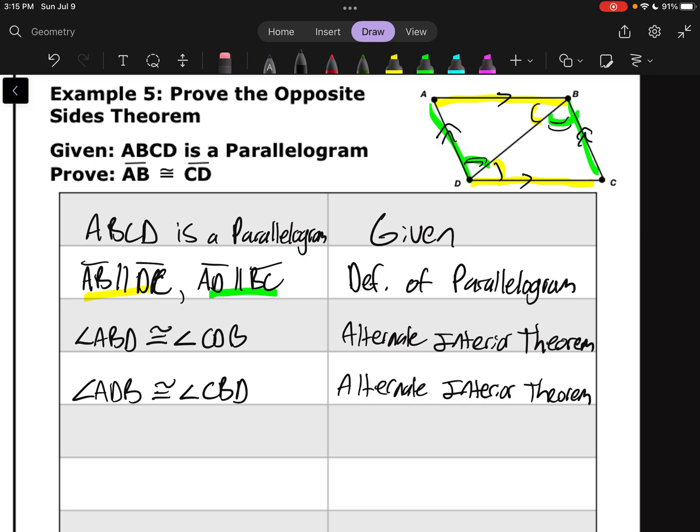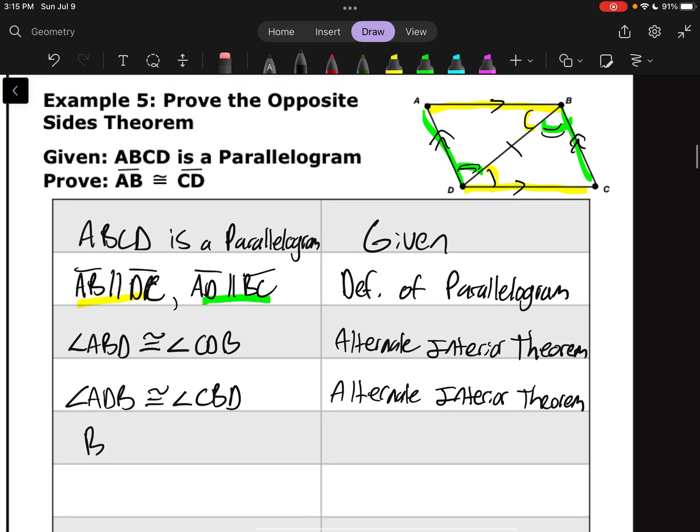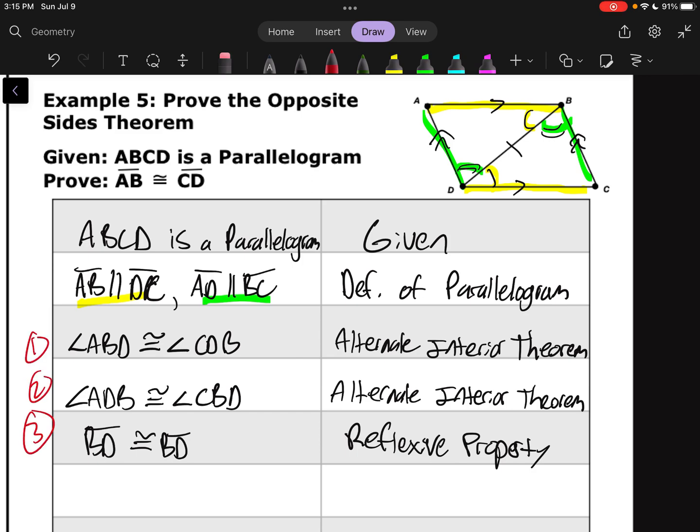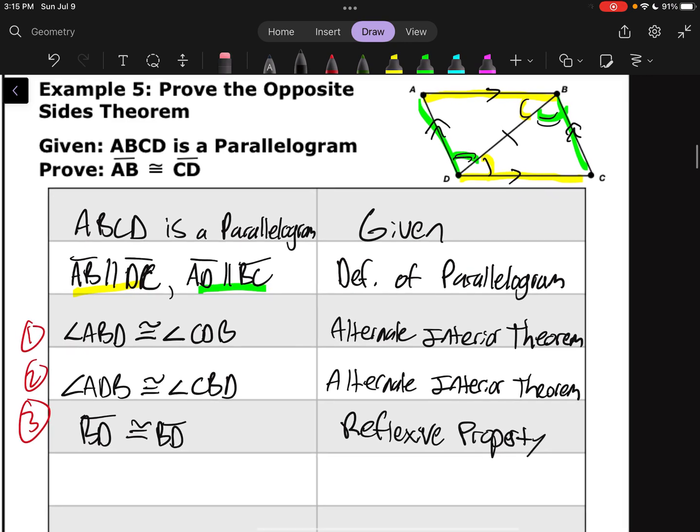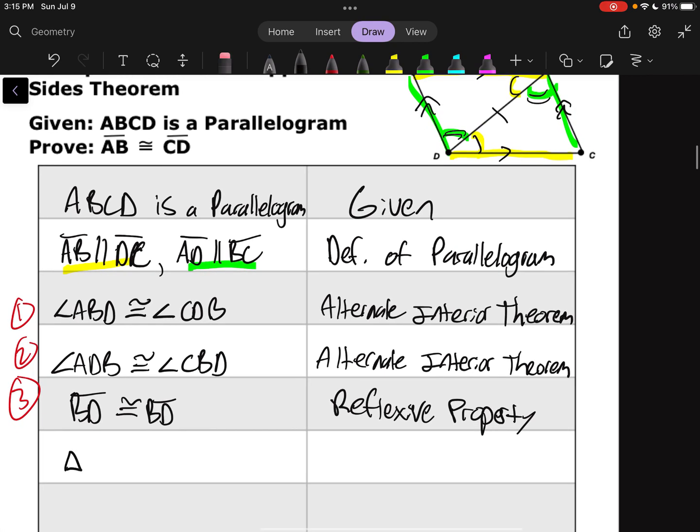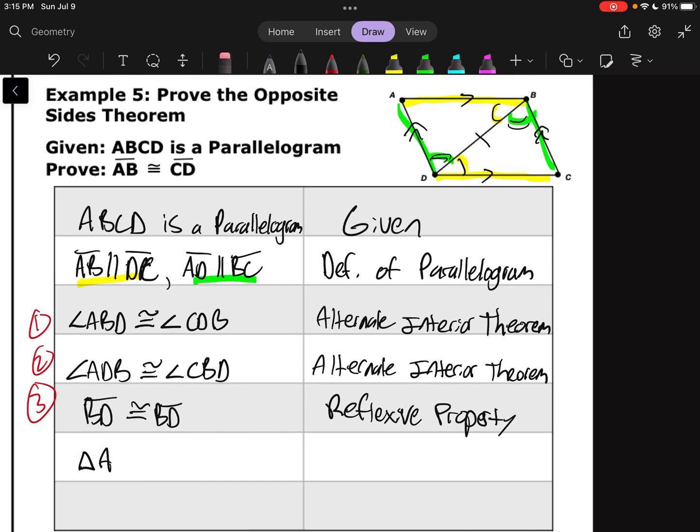Okay, then we just need one more congruent thing. Let's grab the reflexive property in the middle. BD congruent to BD. Reflexive property. That gives us our 1, 2, 3 congruent things. And now that we've got our 3 congruent things, we can say that triangle ADB must be congruent to triangle CBD by angle side angle. Once again, it's angle side angle based on the markings there.